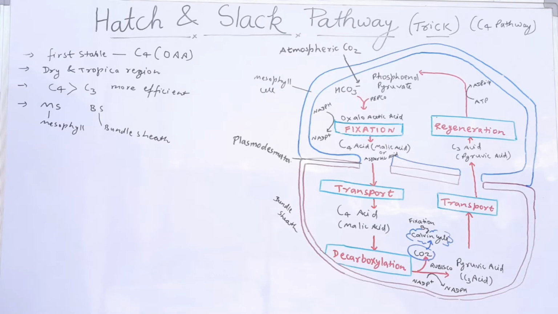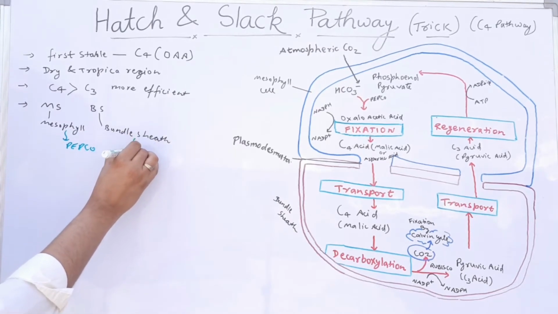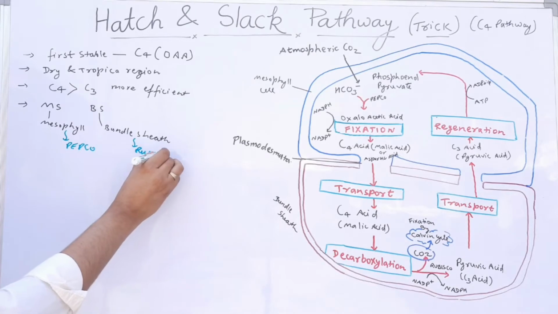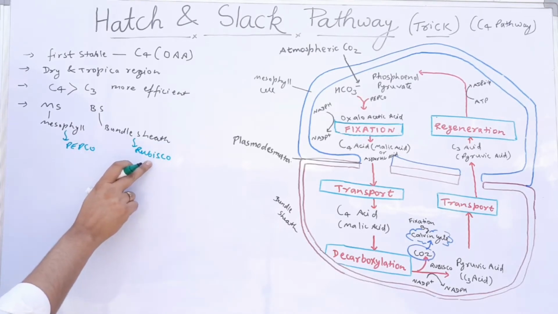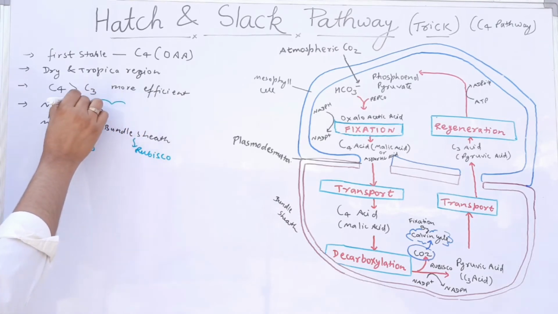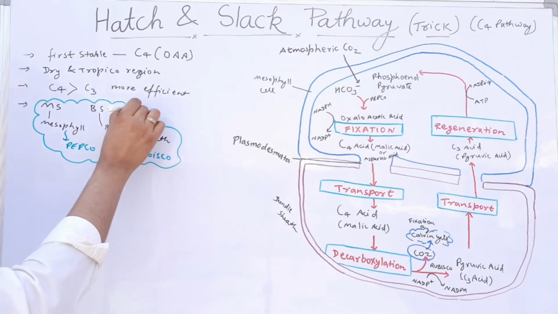The mesophyll cell has a very special kind of enzyme which is called PEPCO, whereas the bundle sheath has RuBisCO. RuBisCO is not found in the mesophyll and PEPCO is not found in the bundle sheath. So it is very important to remember that mesophyll and bundle sheath have different kinds of enzymes, PEPCO and RuBisCO.